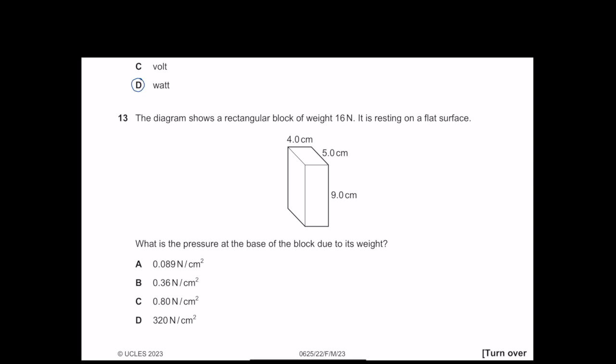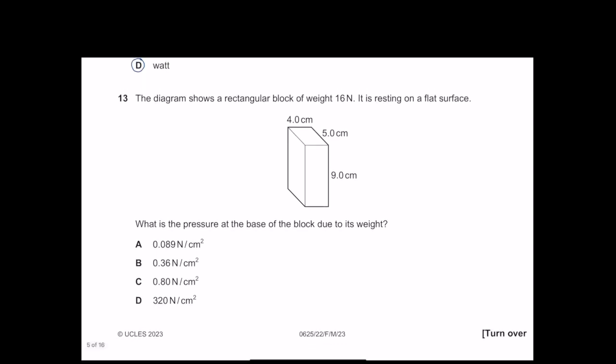In question 13, the diagram shows a rectangular block of weight 16 newtons. It's resting on a flat surface, and we know the dimensions have been given. So what's the pressure at the base of the block due to its weight? That's fine. So we have the weight is 16, so I'm going to say the pressure equals force divided by area. The force that we have here is the weight, which is 16, divided by the area. Let's find out what that area is.